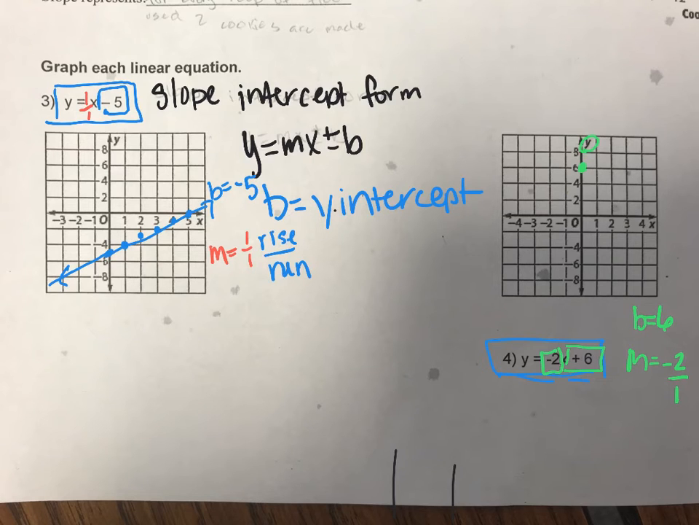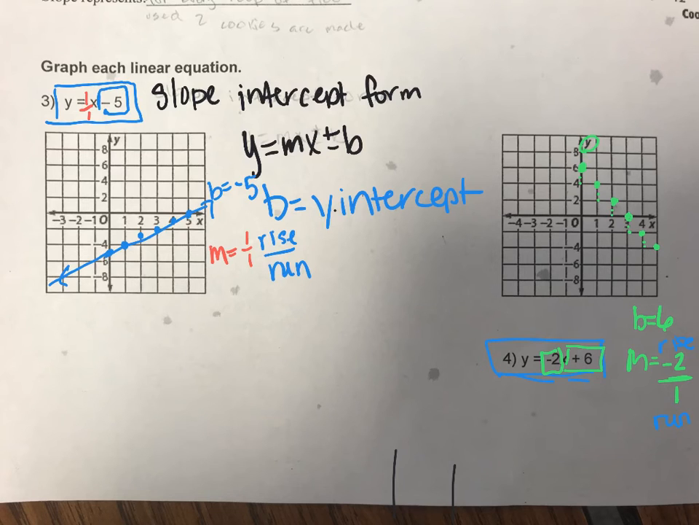Now we're going to go -2 as my rise, and my run is 1. Remember, rise is up or down. If it's positive, it goes up. If it's negative, it comes down. It's a negative slope, so our line goes down. We're going to go down 2, run 1. Down 2, run 1. Down 2, run 1. Do you see what's happening there?